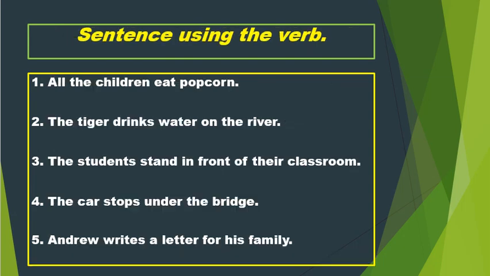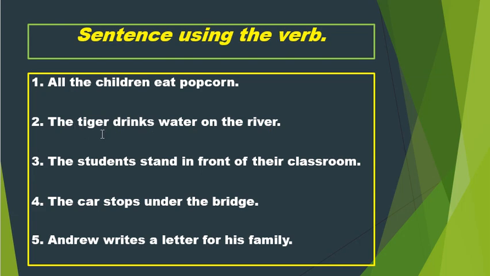So let's move on to sentences using the verb. Number one, all the children eat popcorn. If you remember in subject-verb agreement, if the subject is plural, the verb must be plural. The word all means a lot already; it shows that this is more than one. The child is singular, the children is plural. So eat, our verb here, is without s.